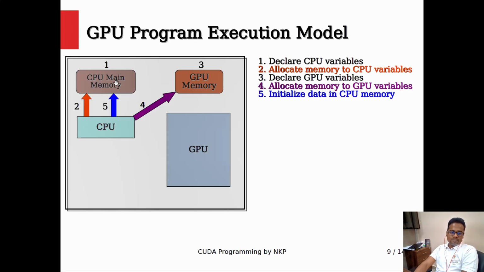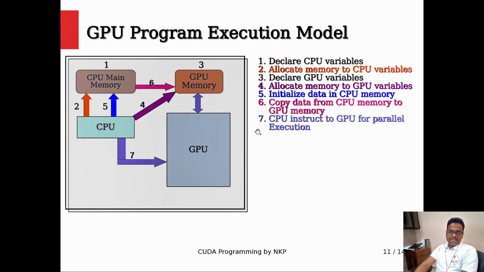Now if I want to perform computations on that initialized data on the GPU side, first the data must be copied from the CPU's main memory to the GPU's memory, because the initialized data is currently present in the CPU's memory, but I have to perform the operation on the data in the GPU. So the data first needs to be transferred from the CPU's main memory to the GPU's memory, and that is our step number 6. Once that data is available on the GPU side, the CPU can instruct the GPU to perform computations in parallel on that data.